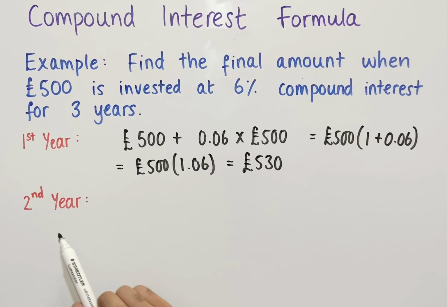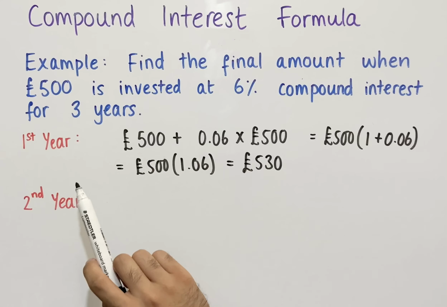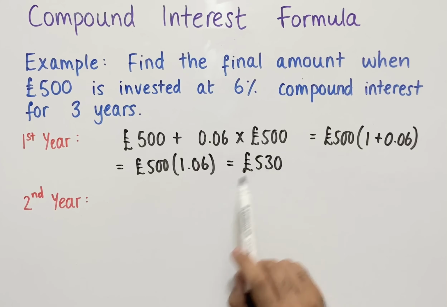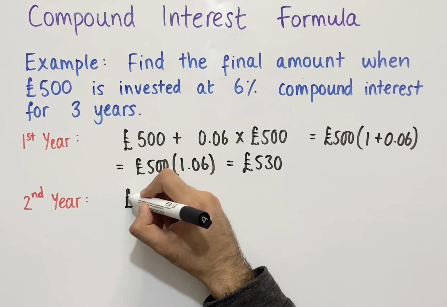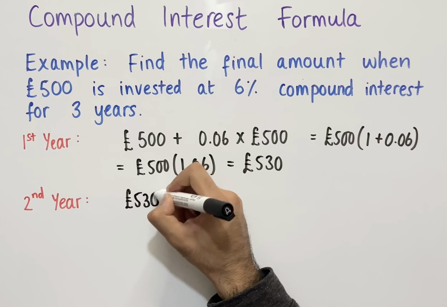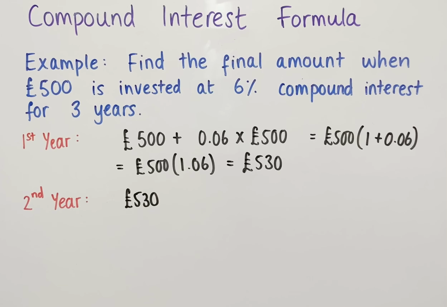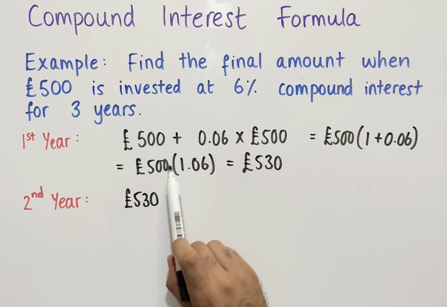Now, to work out how much we would have after the second year, we would do the following. So the amount we had at the end of the first year is £530. That's what we start off with in the second year. So we have £530, and we know that the compound interest rate is 6%. So essentially, we need to add on 6% of £530 onto this amount to work out what we have in the second year. The way we can do that quickly, like we saw before, is by multiplying by a decimal multiplier.